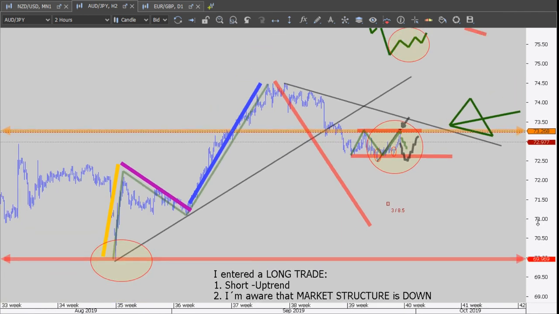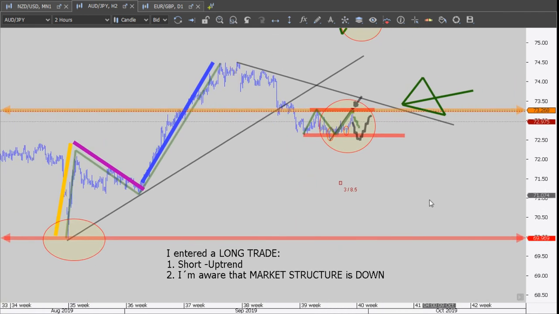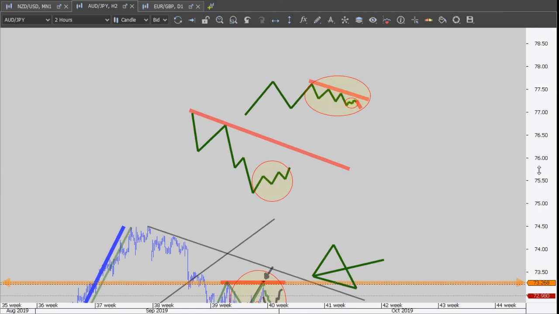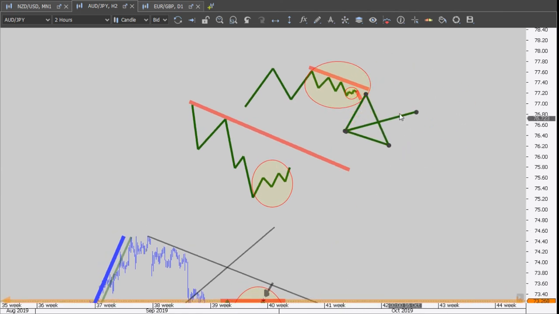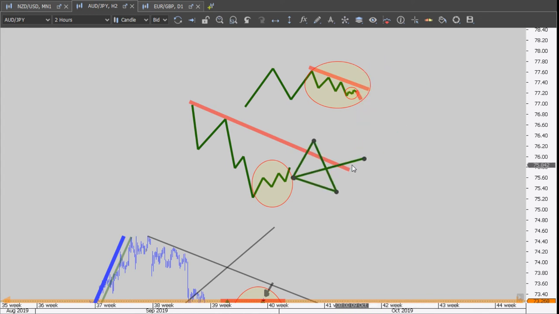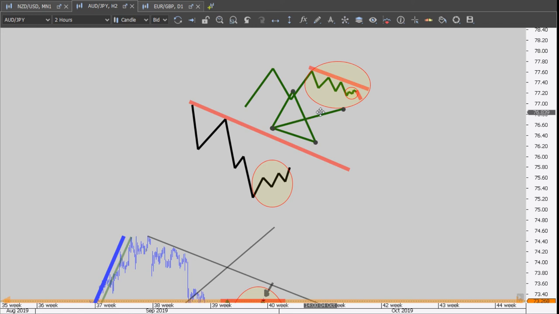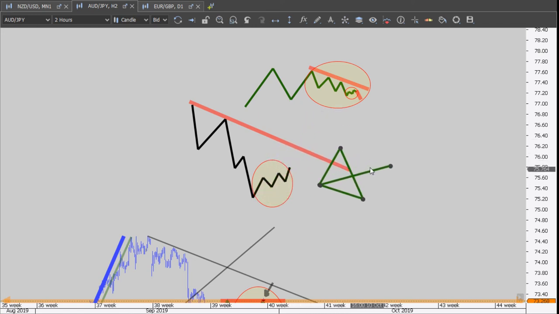Who in here wants to short the market? Should we short the market? We are here, everybody. Should we short the market? Long is okay. Should we short the market? This is the daily chart, right? This is the bearish structure. But we have an uptrend. The market is making higher highs, higher lows. Should we short the market?